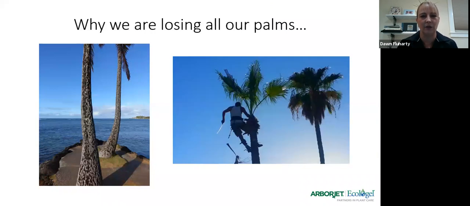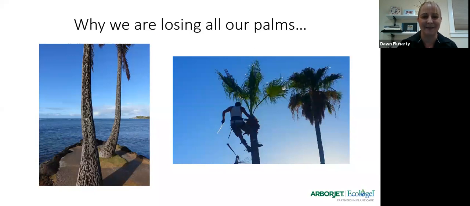Honestly, there's two main reasons. On the left, all that damage you see there on the trunk is climbing spike marks. Unfortunately, palms don't have the ability to heal themselves. So when you wound a palm tree, that wound is there for the life of the palm. The more times you climb and spike it, the more wounds you're going to get, and the more chances for you to vector in diseases such as pink rot. So it's very important that we don't use climbing spikes on palms.